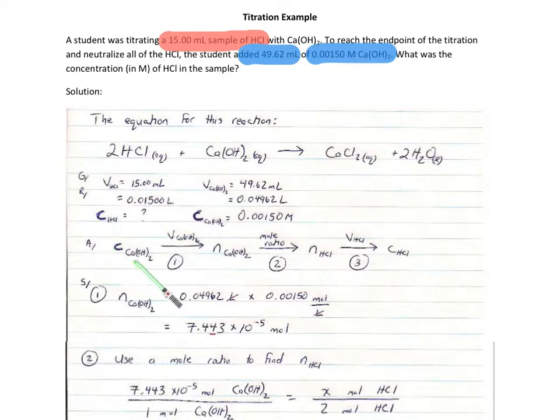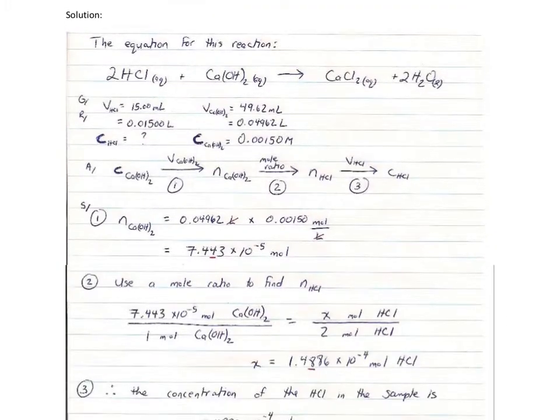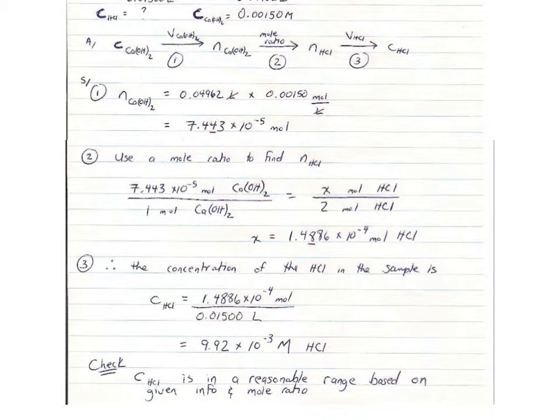And my plan is I'm going to take this concentration of calcium hydroxide and use the volume of it to figure out the number of moles of calcium hydroxide that were added to my sample of hydrochloric acid. Once I know the number of moles and incorporate the mole ratio, I can get the number of moles of hydrochloric acid. And once I know the number of moles of hydrochloric acid that are in that Erlenmeyer flask, I can use the volume of the sample, which we were told was 15 milliliters, and from that figure out the concentration of the hydrochloric acid in that flask. And so I will just go about carrying out those few steps here.